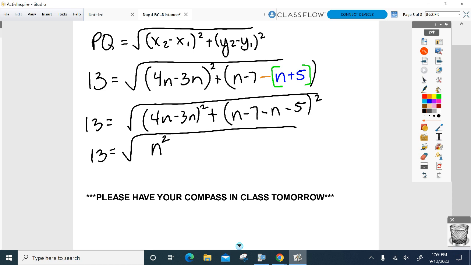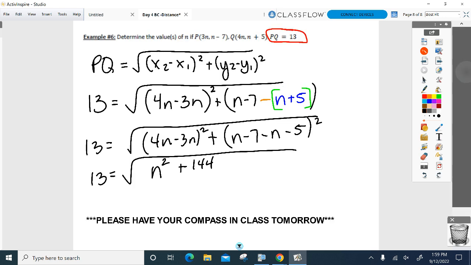Negative 7 minus 5, squared. Plus or minus? Always plus. I get negative 12 out. Negative 12 squared is 144. Now, what's our goal here, by the way, other than to cry?